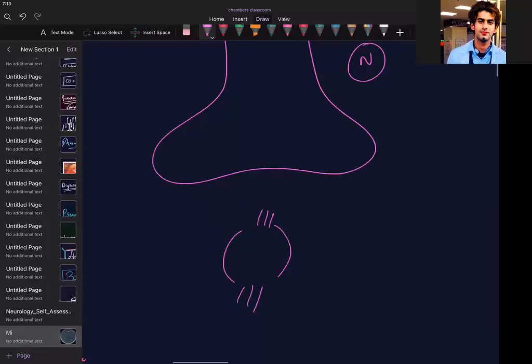Now from this neuromuscular junction, the neuron releases acetylcholine. This acetylcholine comes on the muscle fiber. Once it comes on the muscle fiber on the nicotinic receptor, it will cause the muscle contraction. But if I am not allowing it to come, what will happen? No acetylcholine here, no acetylcholine, no contraction.